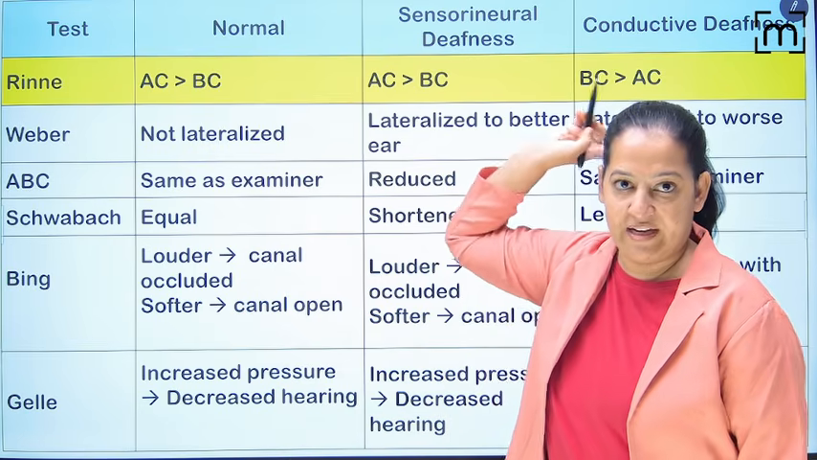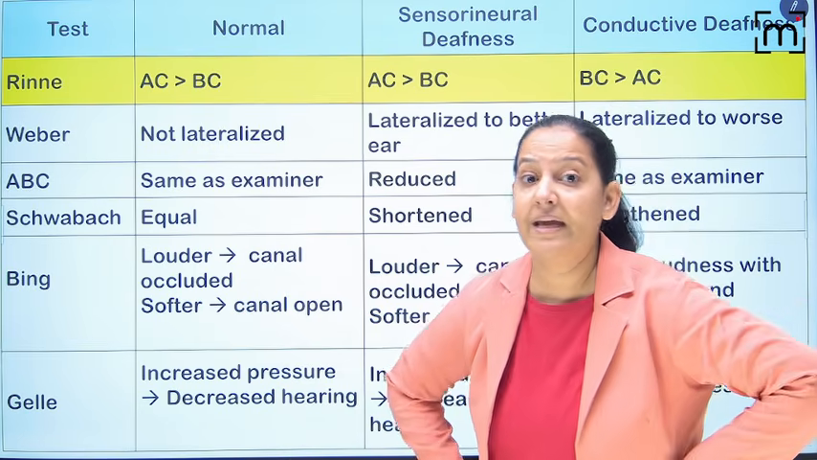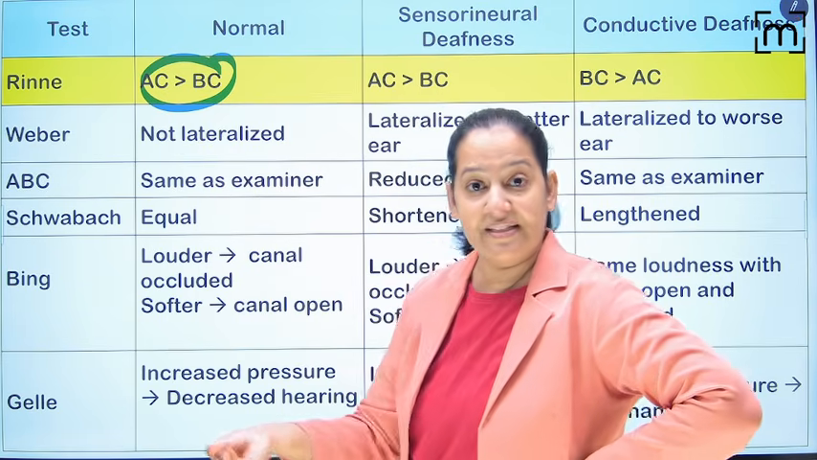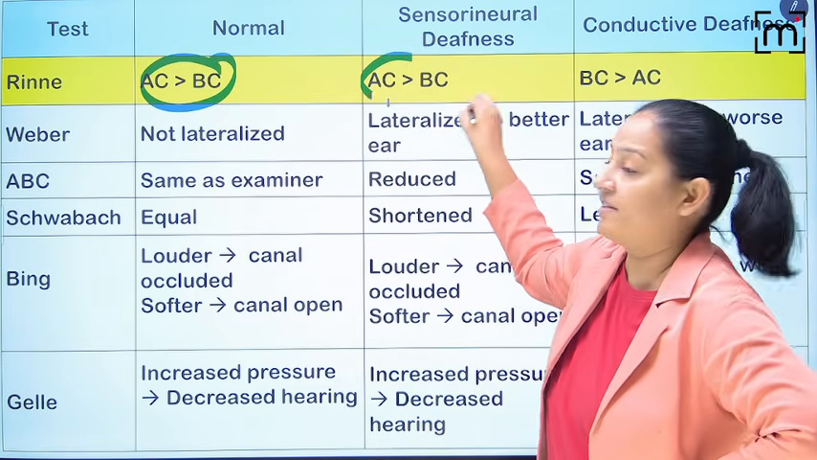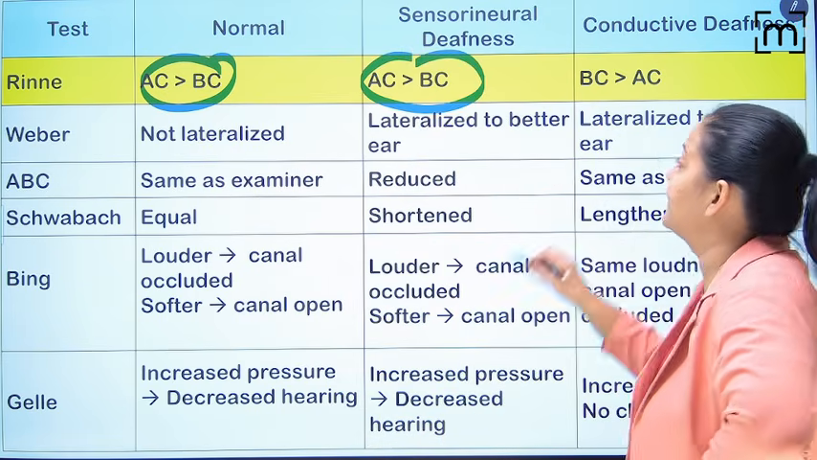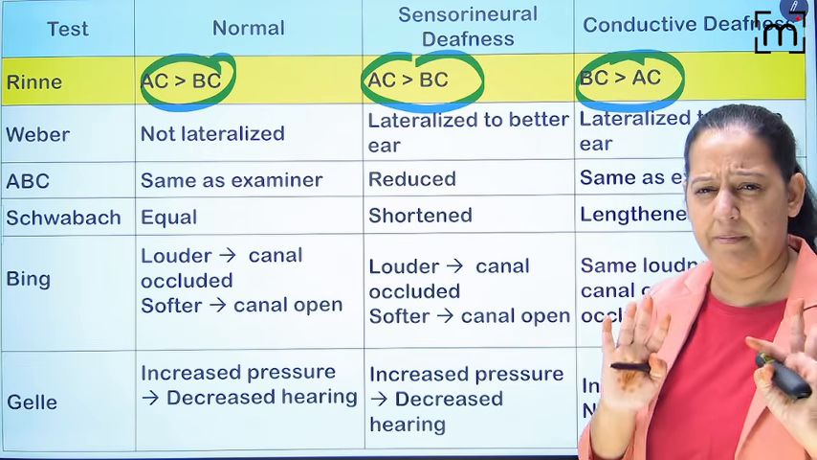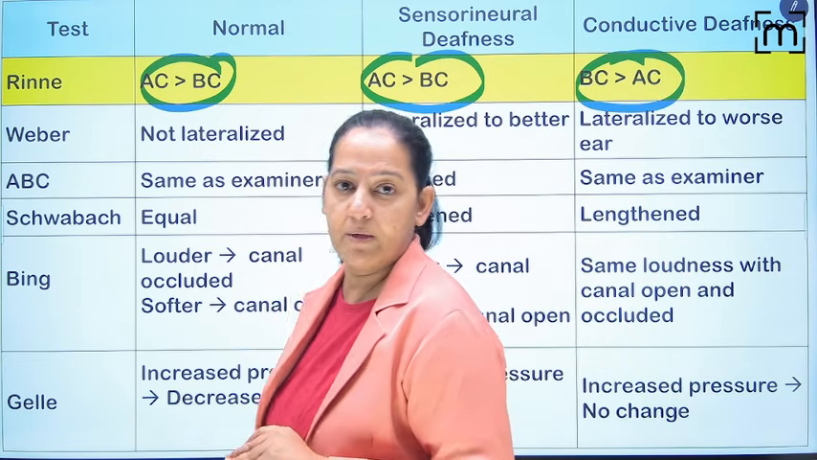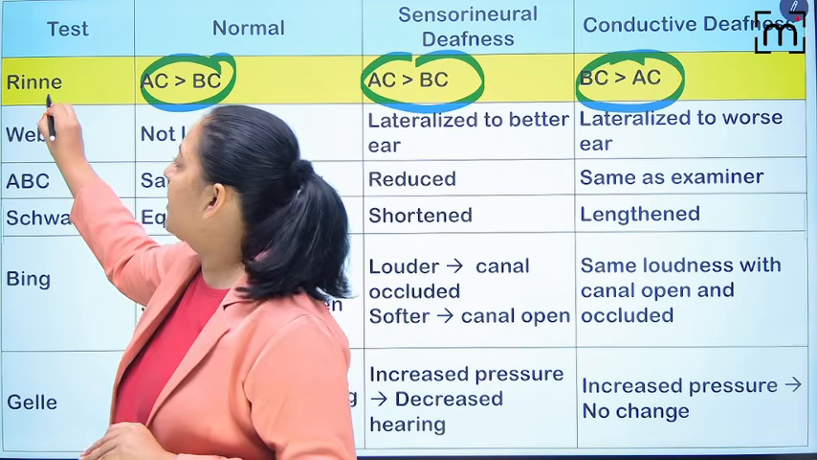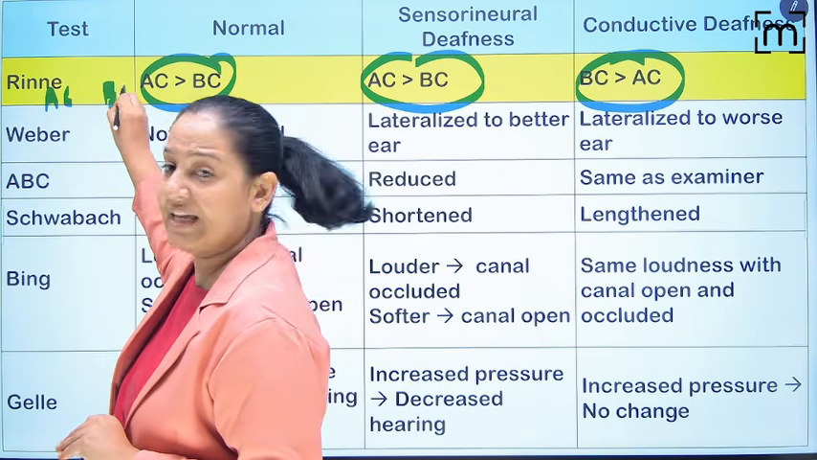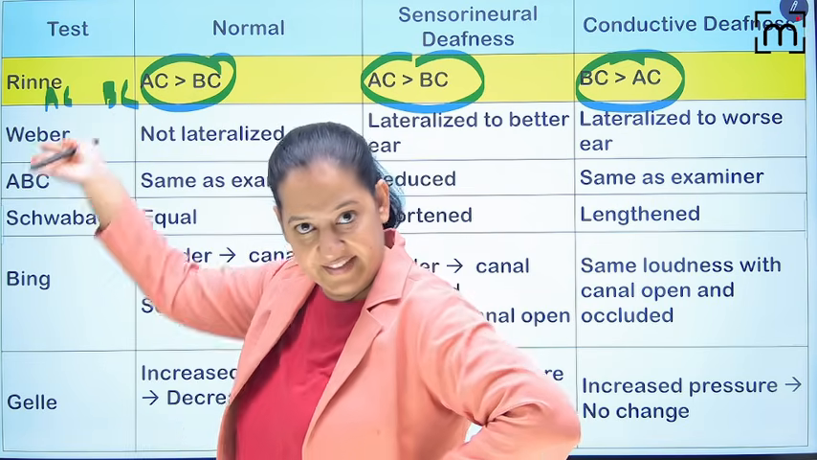Write down the summary of the Rinne. So what happens in Rinne? Normally AC greater than BC. In sensorineural deafness also AC greater than BC. But in conductive deafness, BC greater than AC. Before that, tell me the principle. What basically are we doing? Say, ma'am, we are comparing AC and BC of the same ear with each other, and these are the results.